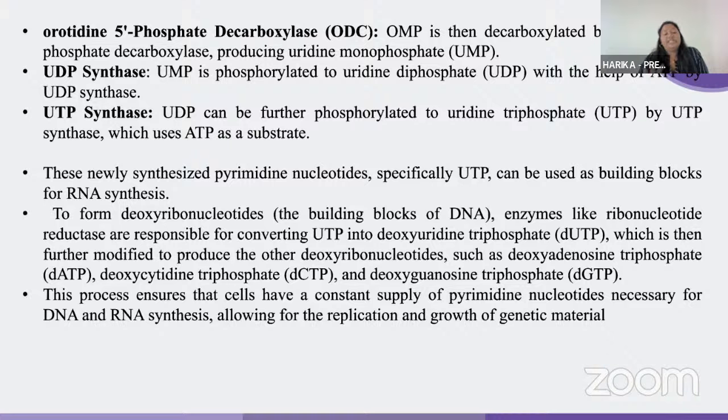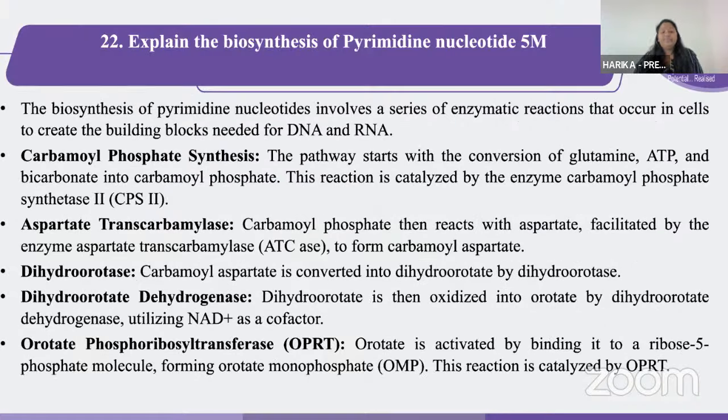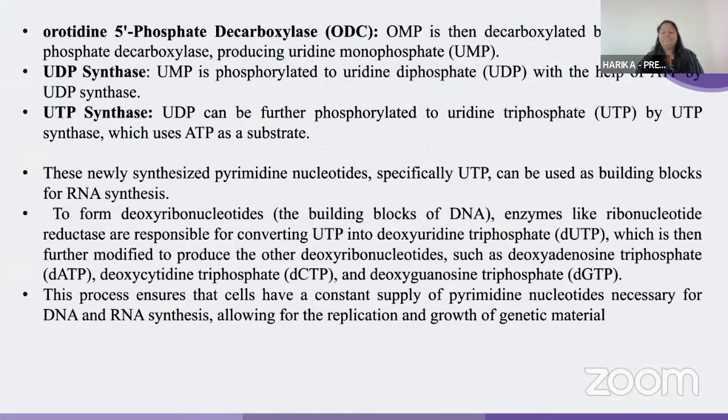And this process ensures that cells have a constant supply of nucleotides necessary for DNA and RNA synthesis, allowing for the replication and growth of the genetic material. This is the biosynthesis of pyrimidine nucleotides.